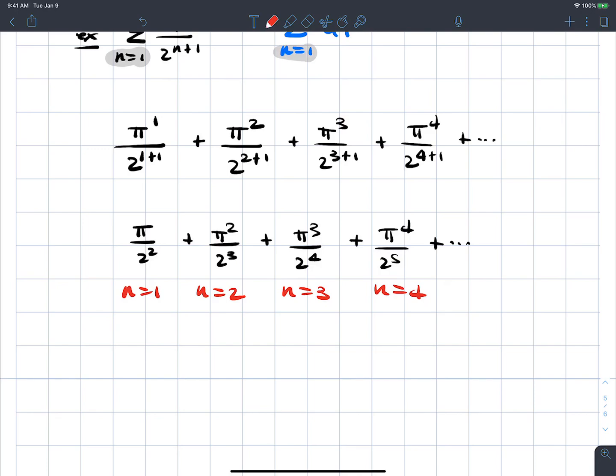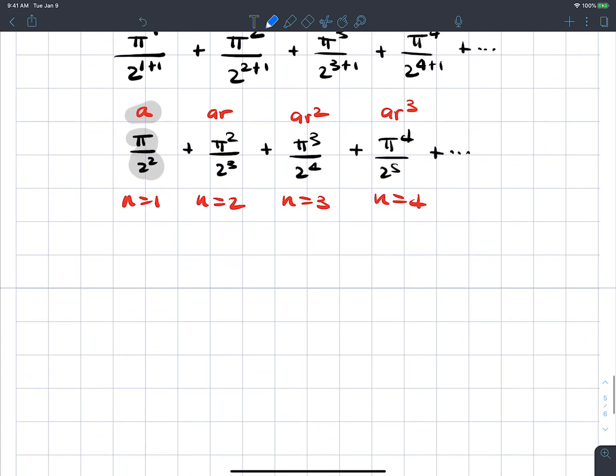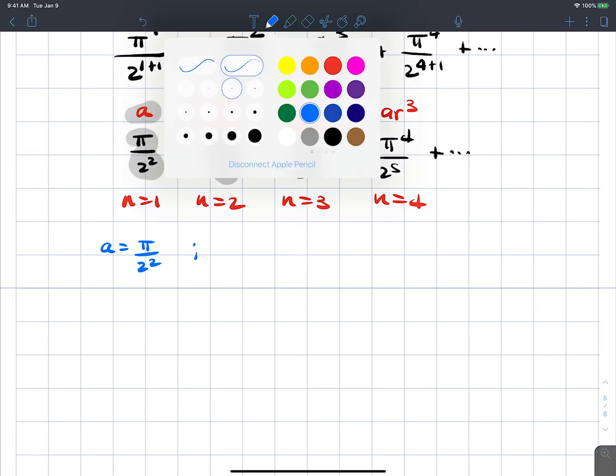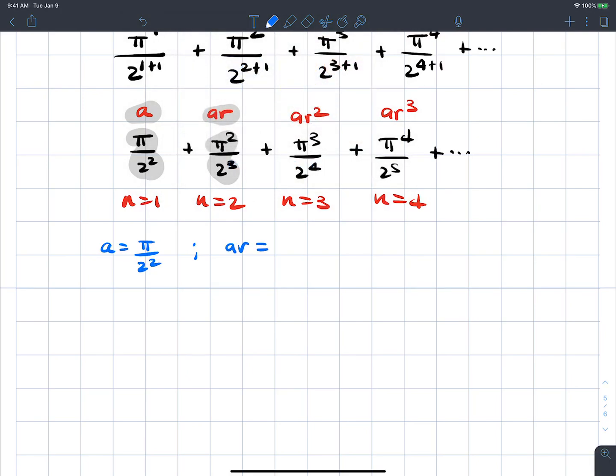Okay, so I'm going to look at it this way. Now remember, if this is geometric, we have a, ar, ar squared, and this would simply be ar cubed. So we're going to check to see if we have a geometric series, the same exact way we've been doing. A, we need to highlight. A is pi over 2 squared, so we're going to write that down. A will be pi over 2 squared, and we also have ar being pi squared over 2 cubed.